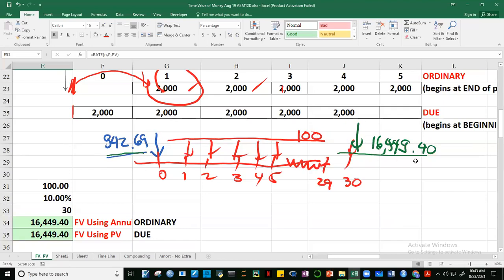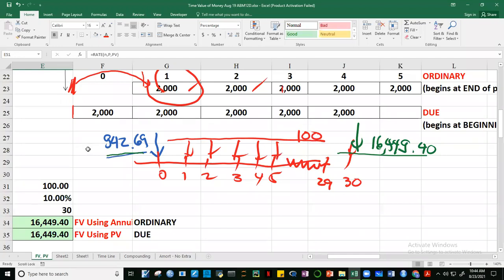Kinompute din natin 16449 also using 100. So we're not told that ang cash flow lang talaga natin dito yung annuity na 100. Yun lang ang cash flow natin. Kaya ang sinasabi sa atin dito, meron tayong cash flow na 100, annuity ordinary for 30 years. Tanong, magkano siya ngayon? Tanong, magkano siya after 30 years? Okay? So that's why we're only using one of them to compute for the annuity payment.